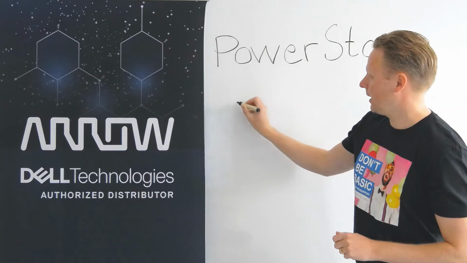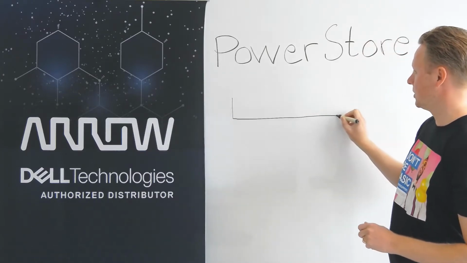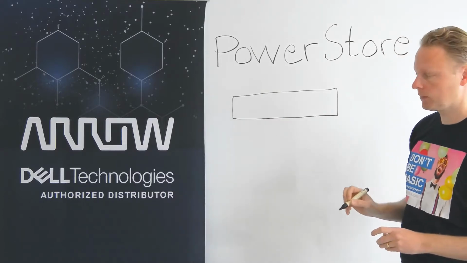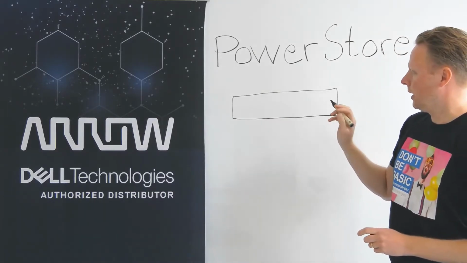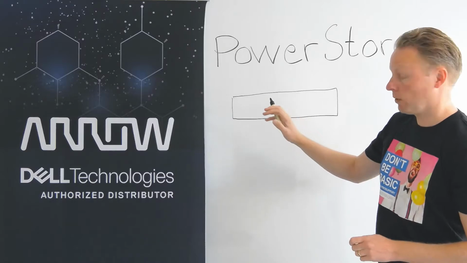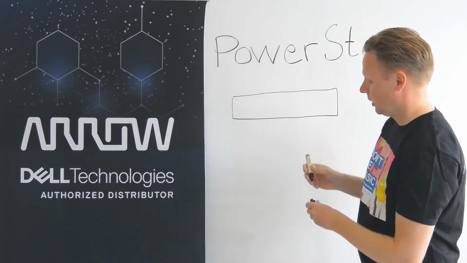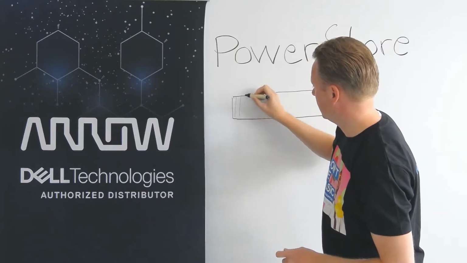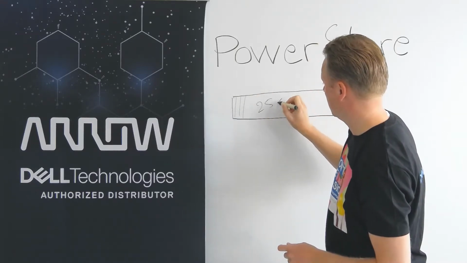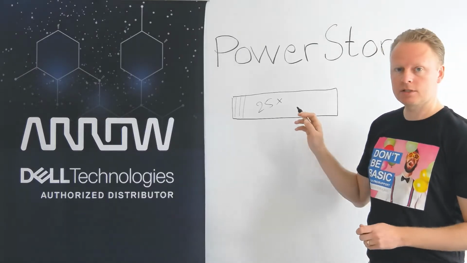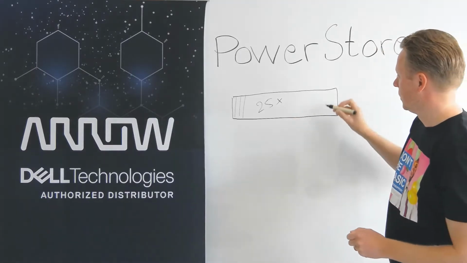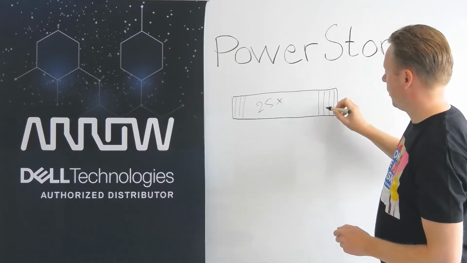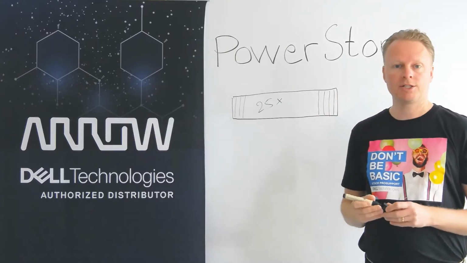So the PowerStore appliance comes in a 2U format. It's both software and hardware. If we look at the hardware part, it's 25 NVMe disk slots in the front. 4 of those are reserved for NVRAM cache, write cache.